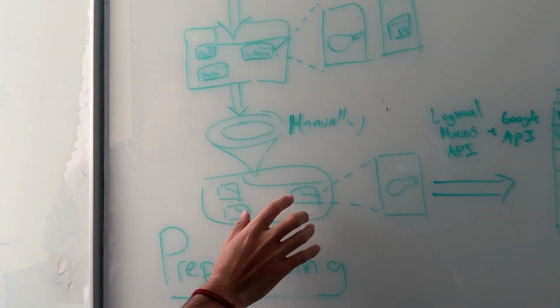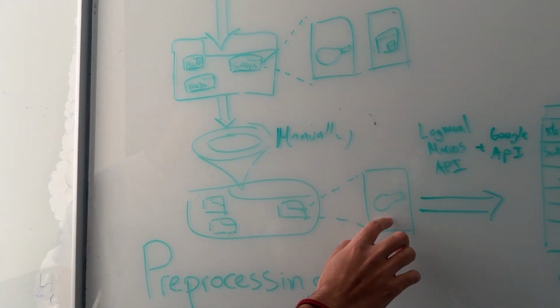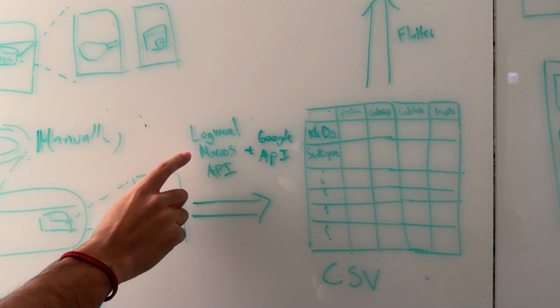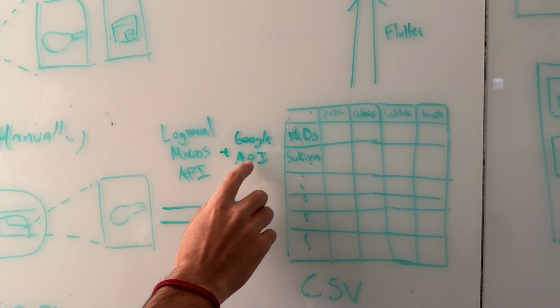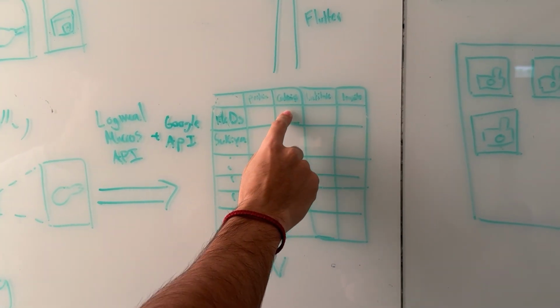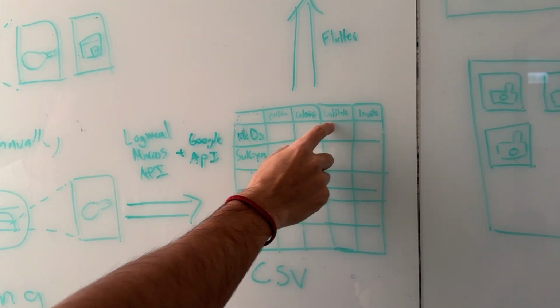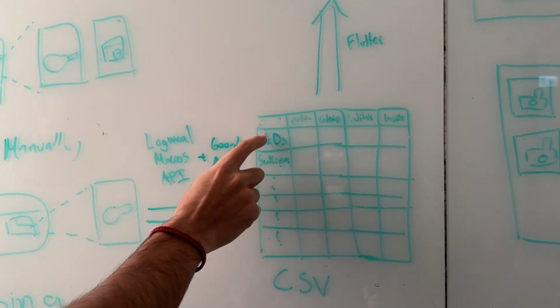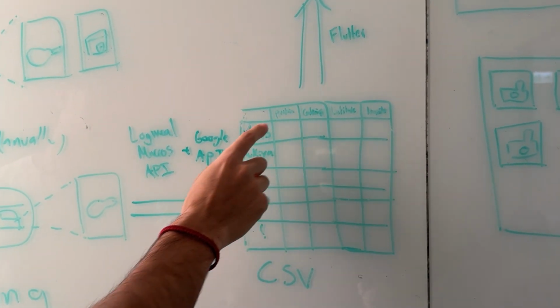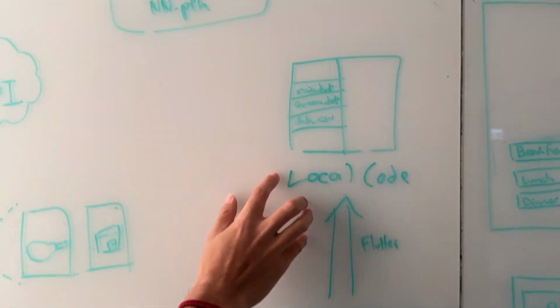Once we have done that, for each restaurant, we have the food photos from that restaurant. So we input that into the LogMeal Macros API, as well as the Google API. This allows us to track the protein, calories, latitude, and longitude. The latitude and longitude correspond to the restaurant location. The protein and calories are an average of all the food photos taken from that restaurant. After that, we upload that to the code locally.